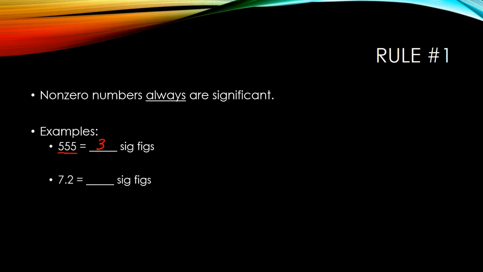Let's look at another one, 7.2. Same idea, 2 non-zero numbers. Since they're non-zero, they're both significant, meaning 7.2 has 2 significant figures. All right, so that's our first rule.